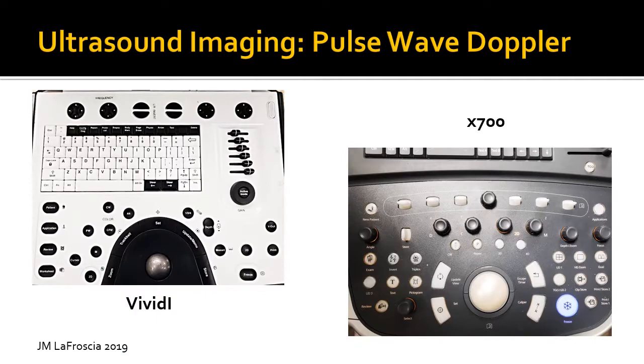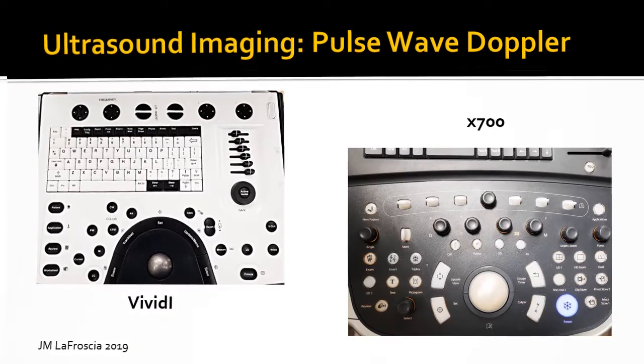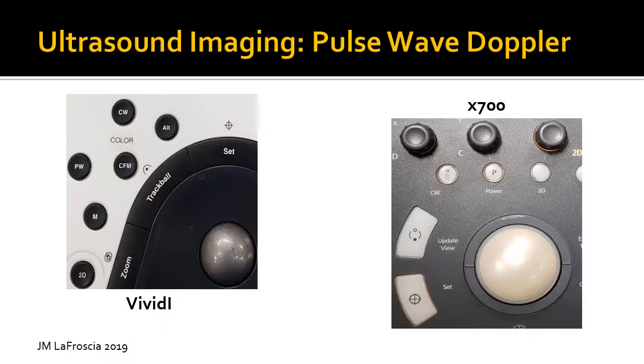And back to our ultrasound friends. As usual, there are different ways to denote the pulse wave Doppler function among manufacturers. GE consoles are labeled as PW for pulse wave. Siemens simply uses the letter D for Doppler. Press these to activate pulse wave mode.